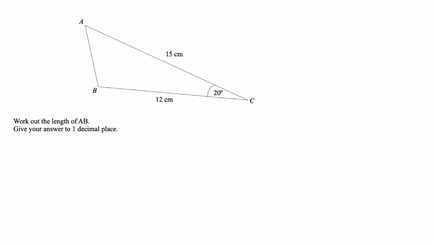Now let's have a look at this question here. Again, I need to see why I can use the cosine rule. Again, I can use the cosine rule because we have the two sides and the angle in between the two sides, and they're asking me to find the side that's opposite of the angle.